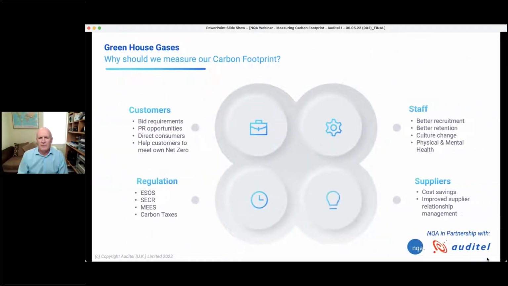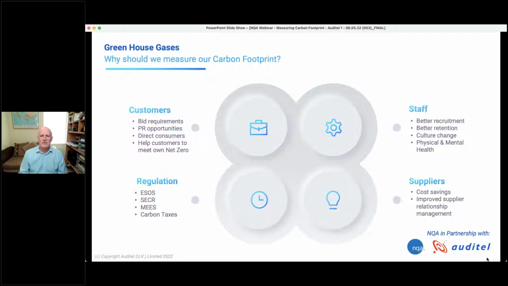So over and above the obvious benefit of becoming verified carbon neutral, and that it's going to help the planet and it's going to help mankind, there are a number of tangible benefits that businesses should also be considering when we're looking at carbon neutrality. First and foremost, it's going to help you win business.